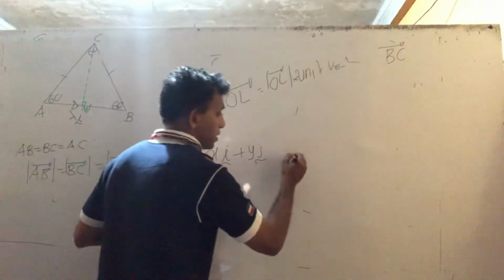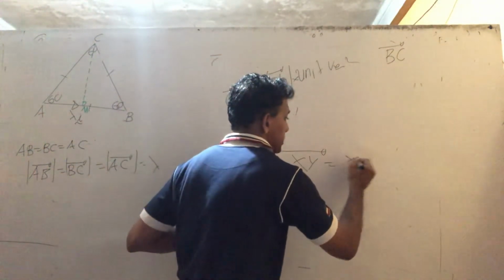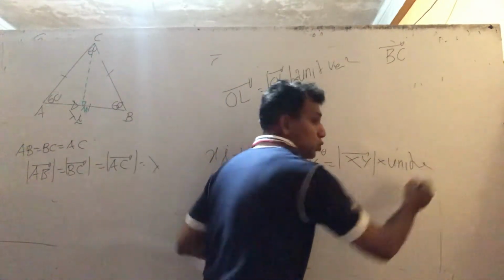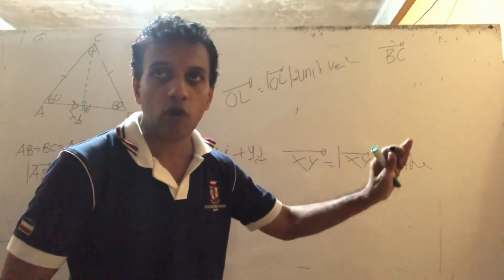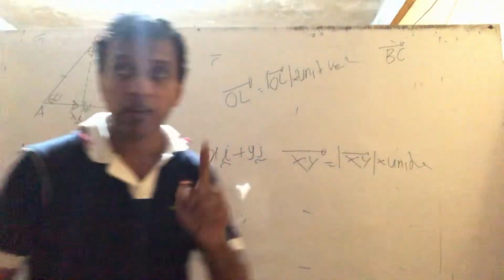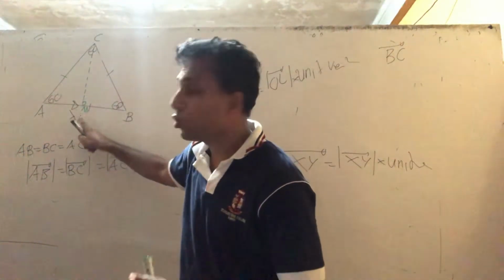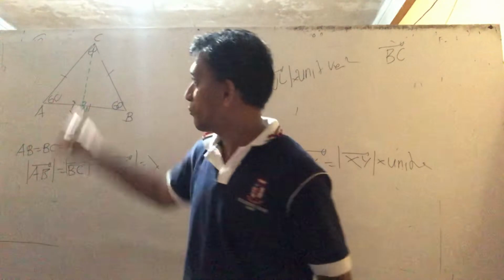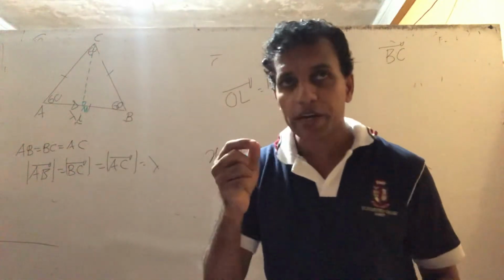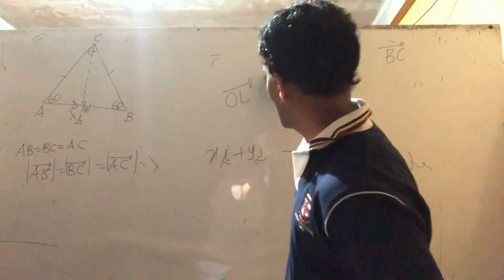For example, how to write the vector XY? Its magnitude into the unit vector along that direction. Yes, my target here is to find the MC vector. If you can find the MC vector, then take this triangle. You know the AM vector, you know the MC vector, so you know the AC vector. Take the big triangle, complete the vector addition, that's all. If you cover that small part, it becomes simple.